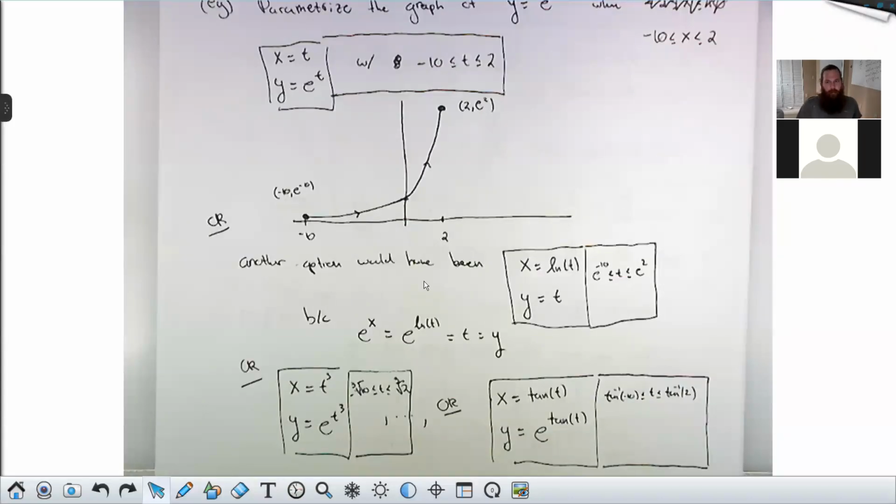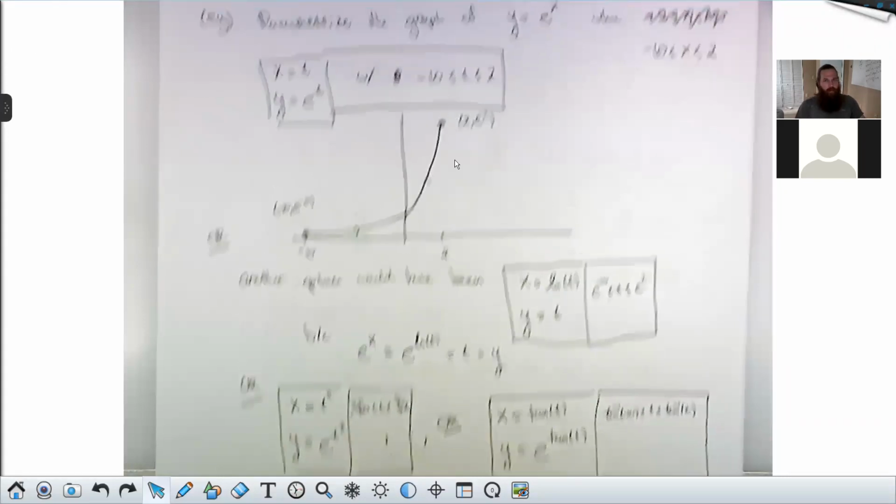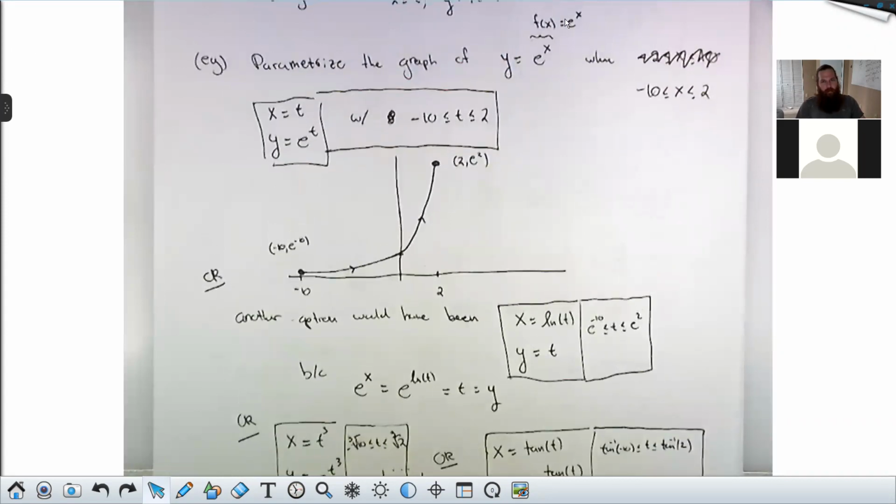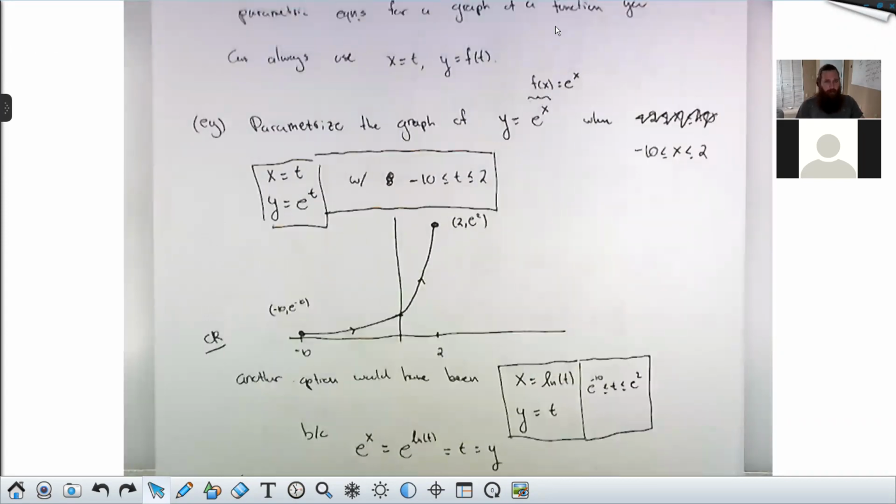So we saw that there are multiple ways to parametrize a given curve. We started here with e to the x, so my function f of x was e to the x. And we said the most natural way to parameterize it is to just let x be t and y be f of t. So the most natural one is this. And here we said we wanted x to run from -10 to 2, so t would run from -10 to 2 because x and t are the same.